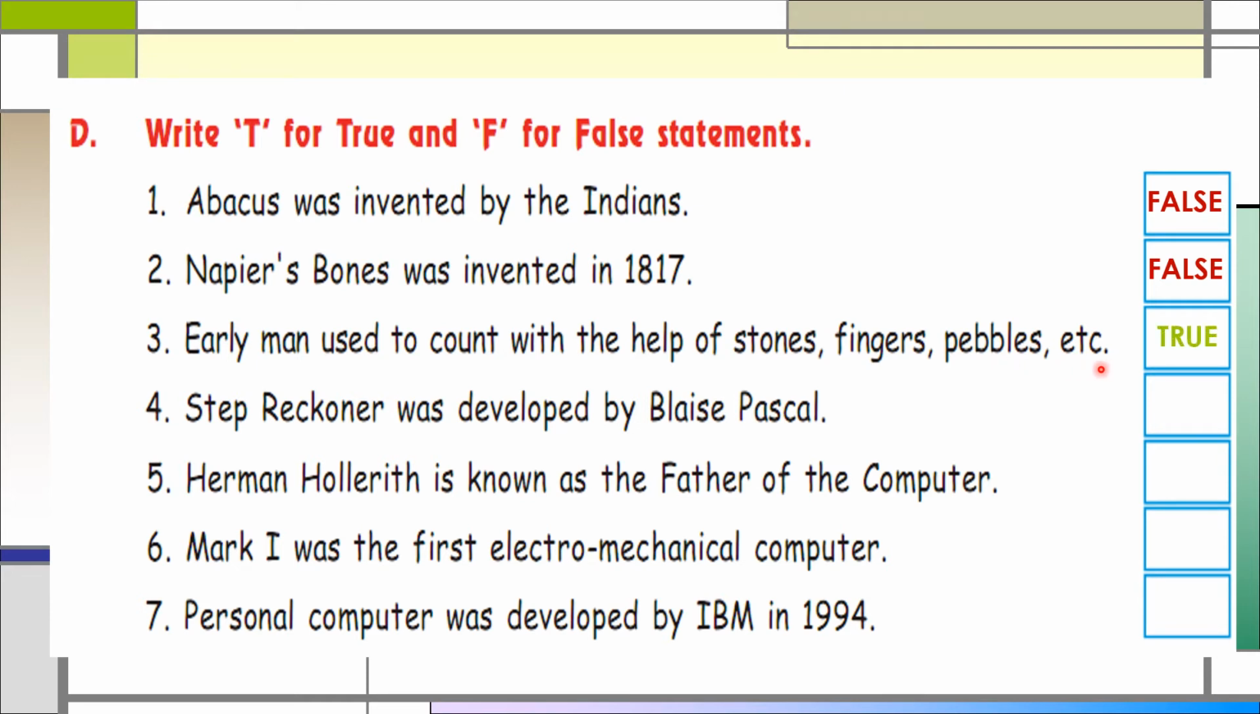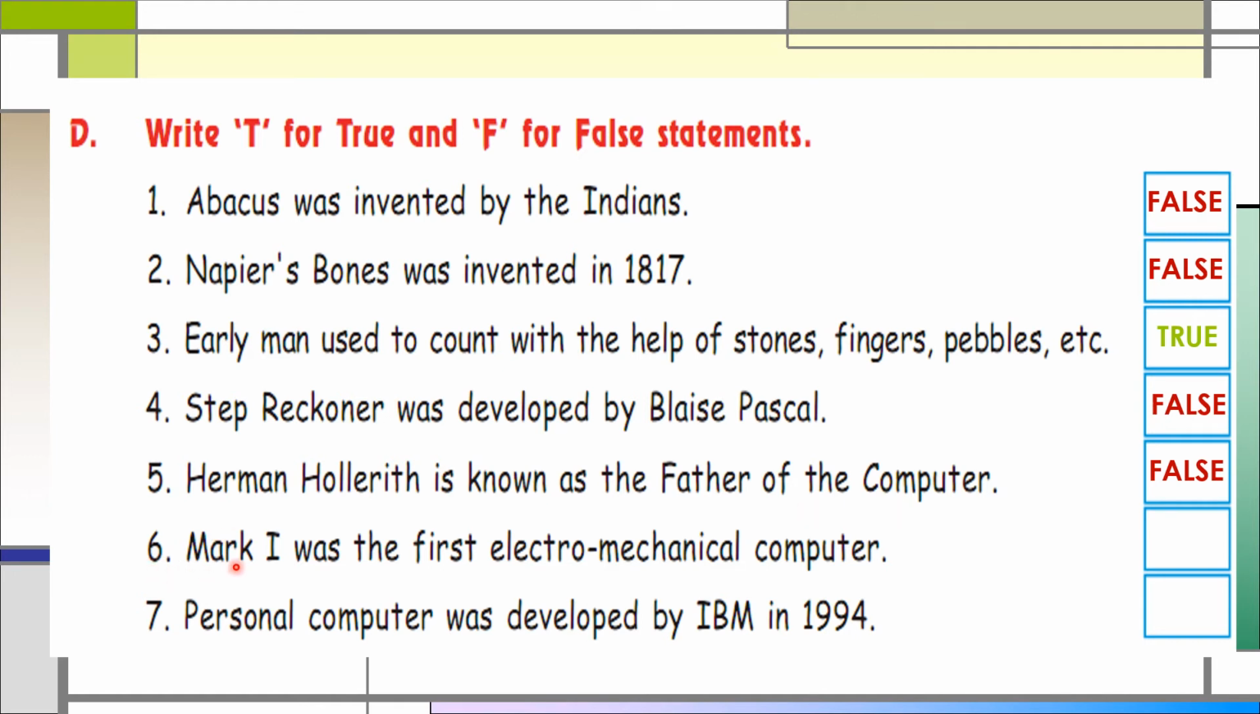Number 3. Early man used to count with the help of stones, fingers, pebbles, etc. True. Number 4. Step reckoner was developed by Blaise Pascal. False. Number 5. Hermann Hollerith is known as the father of the computer. No, this statement is false. Charles Babbage is known as the father of the computer.